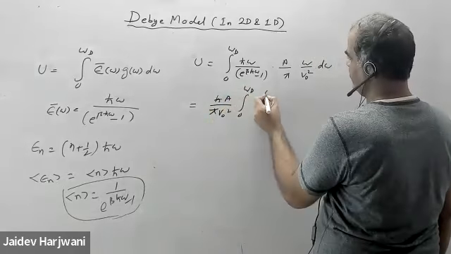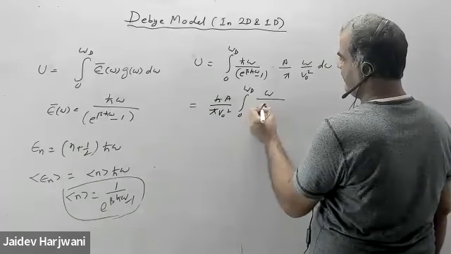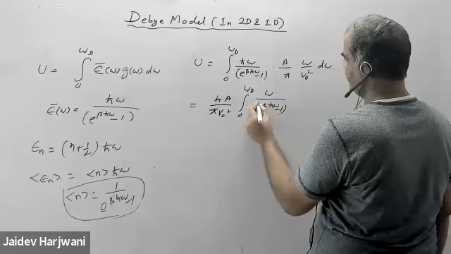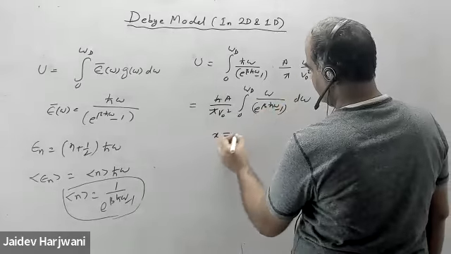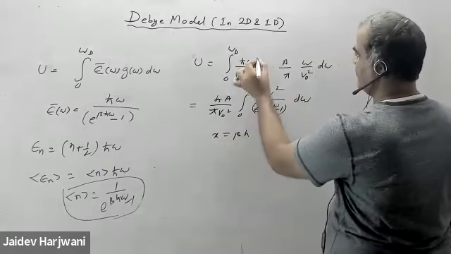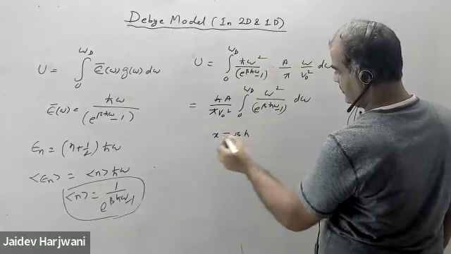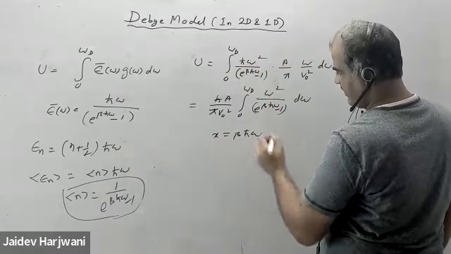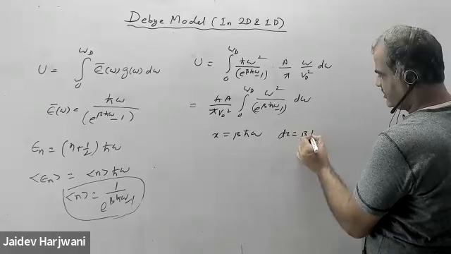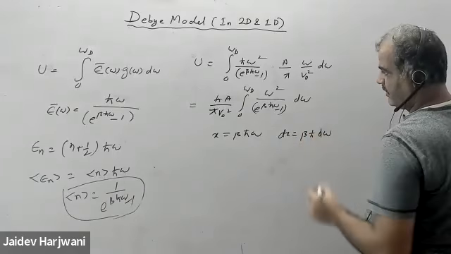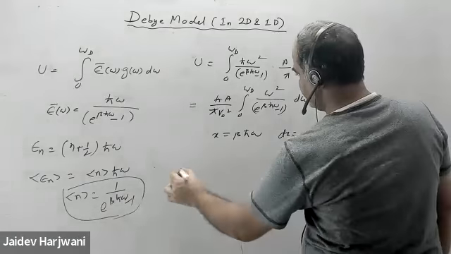Okay, this will give me ω e^(βħω) minus 1 dω. Okay, and I can put ω squared. So this will be x = βħω. So dx will be βħ dω. Okay, so I replace this one.